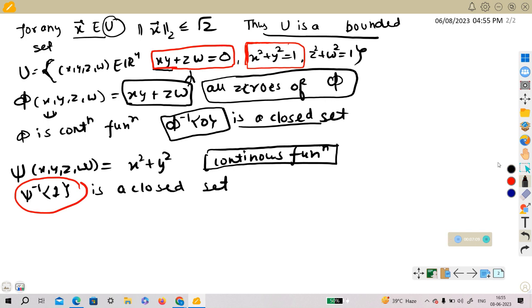Now in a similar way we define, let's say, alpha(x, y, z, w), which is equal to z square plus w square. Again it is a continuous function, and now we consider alpha inverse 1, which is a closed set.